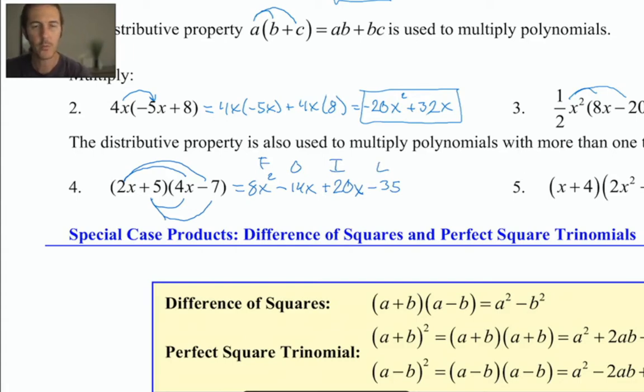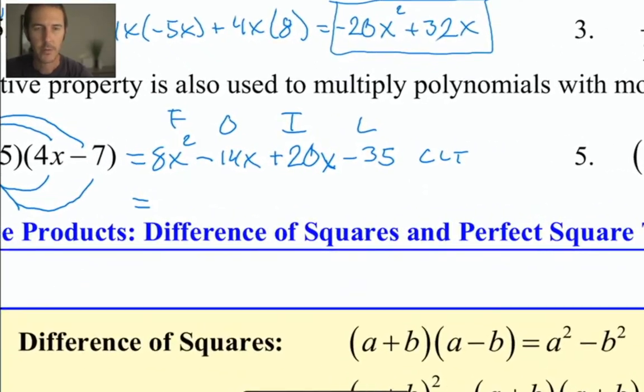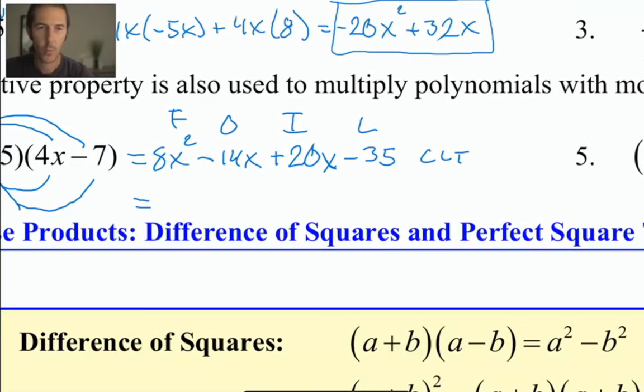And then we do need to do one more thing here. We need to combine like terms. That's not always possible, but in this case, we can combine like terms. The middle two terms, the O and the I terms, have the same variable, and that variable is being raised to the power of 1, so they are like terms.